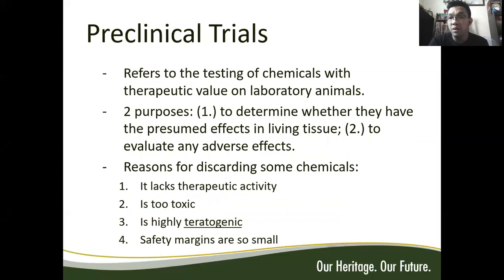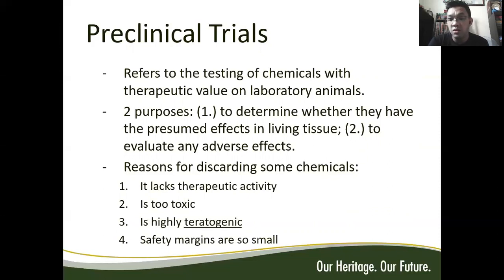These stages of development start out with the preclinical trials. This refers to the testing of chemicals with therapeutic value on laboratory animals, usually rats and mice, to test certain drugs that have the potential to treat a certain disease. There are two purposes of doing these preclinical trials. Number one is to determine whether they have the presumed effects in living tissue. And number two is to evaluate any adverse effects that they can have on the living tissue.